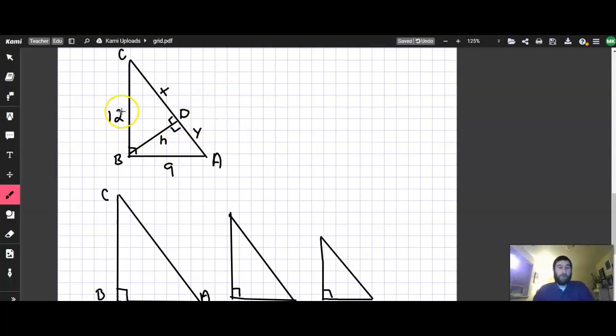Which means we know the sides. This is 12. This is 9. And here, ladies and gentlemen, it's a little bit weird because they don't have a single value. Instead, they have 2 variables. Which means we know what the full length is because it's x plus y. It's both the variables together.